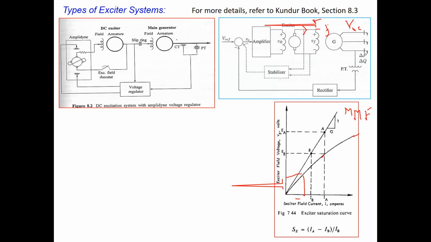Because we have to control the voltage here, right? We have to control the voltage here. So what should be the change in the field current here? All right. So how much change, delta change, in the field current should you have so that you can have a change in the open circuit voltage here, right?